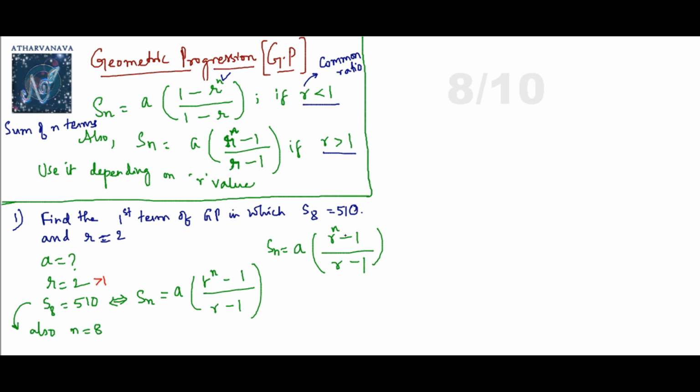Okay. If it was r less than 1, same thing, it applies. You will write 1 minus r by 1 minus r and put the power only for the r value in the numerator. Okay, although we are not using this second one here, I'm just erasing that.